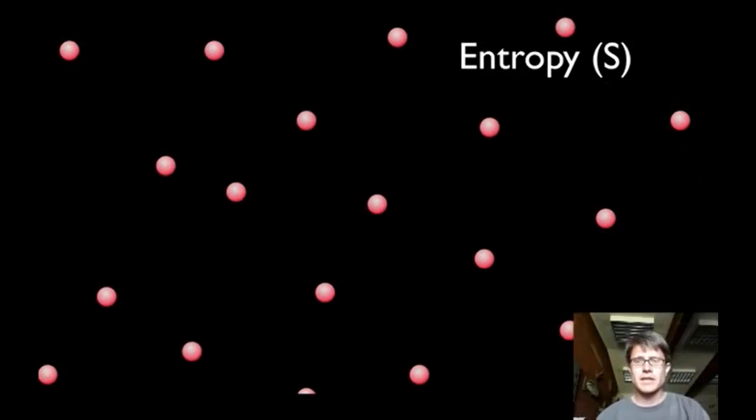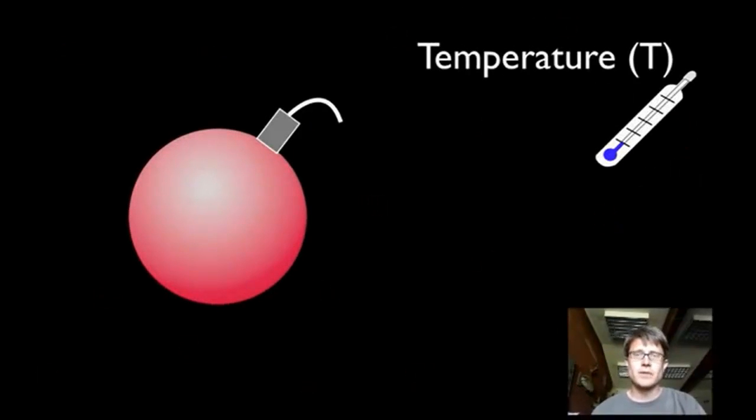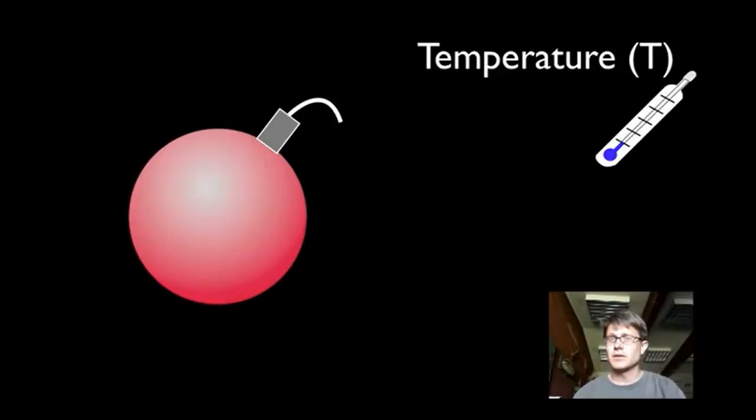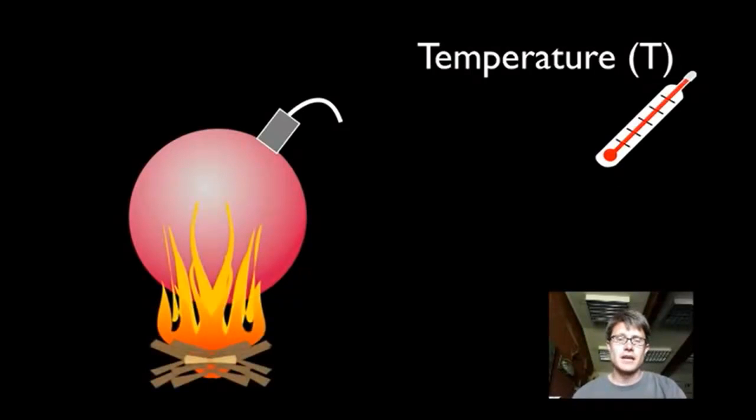Okay, the last one is that cherry bomb. So let's say we have a cherry bomb. We put it on the desk. Does it explode? No. One of the reasons it doesn't is that the temperature is really low. And so let's say I add a bonfire to the situation, so I increase the temperature.